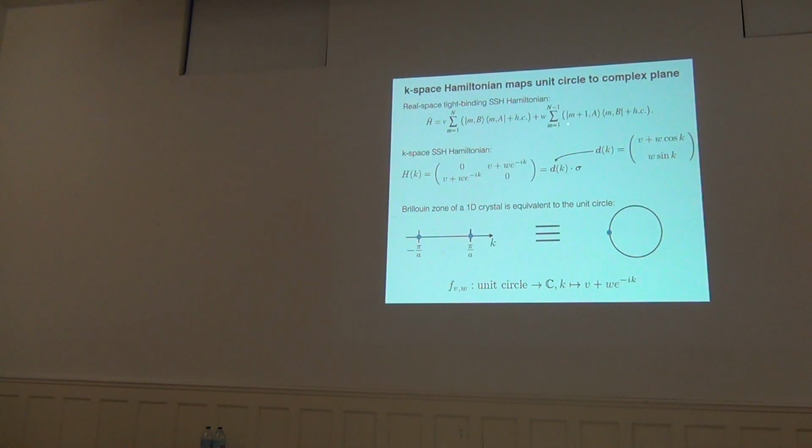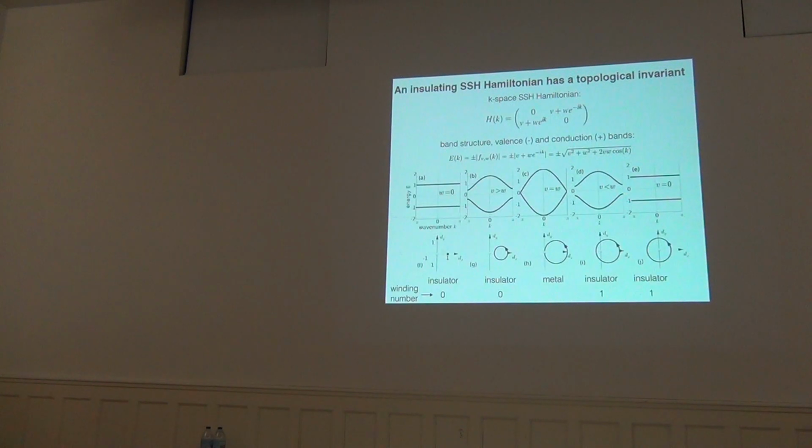Or I could also say that I have a mapping called D, which is just the same thing as this F, but it's really drawing a line in the two-dimensional space. Of course, this two-dimensional space is the same as this two-dimensional complex plane. Okay, so the F and D are completely equivalent to each other. That's just a different notation, which might be useful later on. Okay, so we have the Brillouin zone, which is a circle, and the Hamiltonian is mapping this circle to the two-dimensional plane.